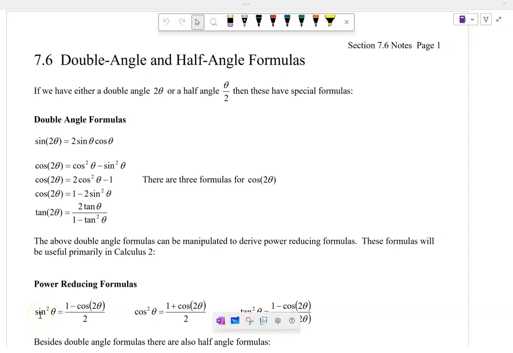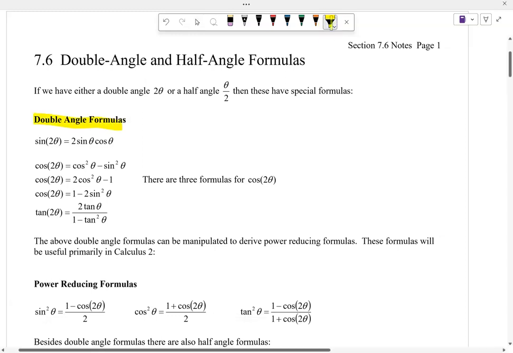Your favorite trig course. We're going to use these double angle, half angle formulas listed here, as well as our power reducing formulas. So double angle formulas, power reducing formulas, and notice that for the double angles.